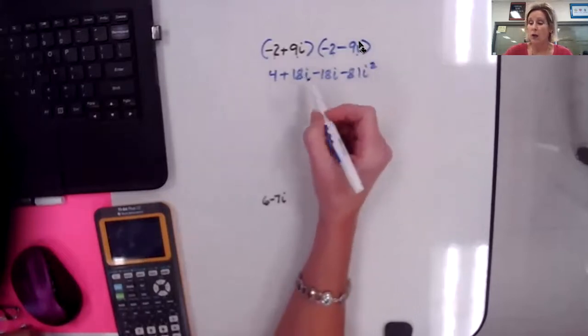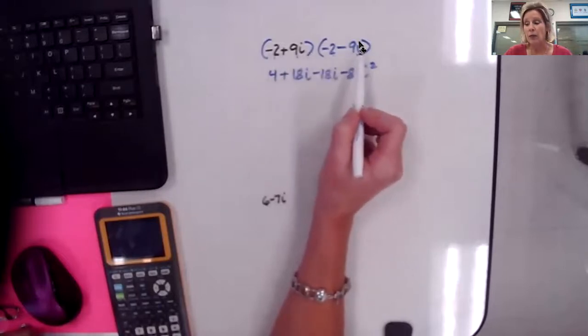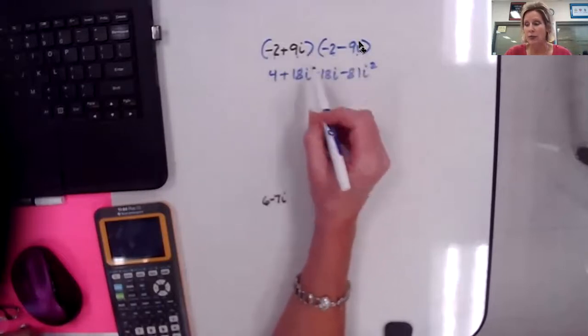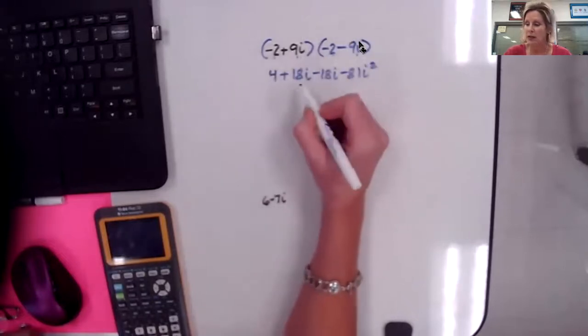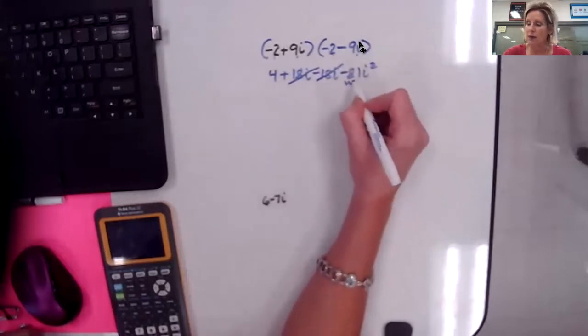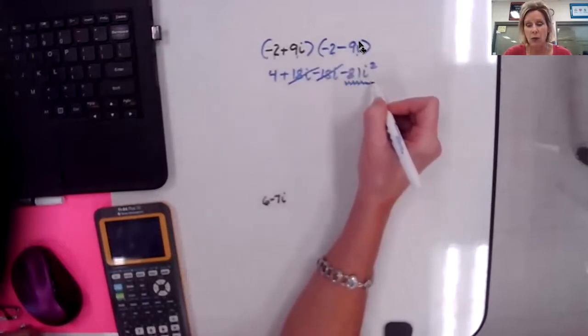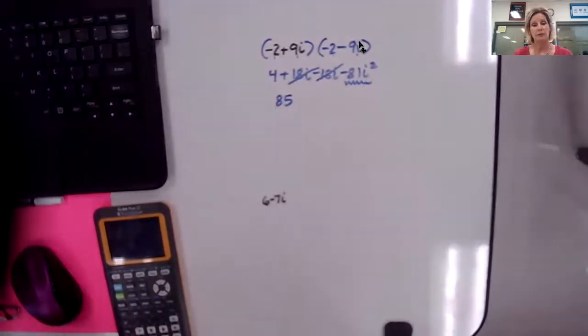Okay? Now, since you're doing a plus b and a minus b, the middle terms are going to cancel out, because what this basically is, is the factoring of a difference of squares. So the middles are always going to cancel. And then remember, this is positive 81 with positive 4 is positive 85.